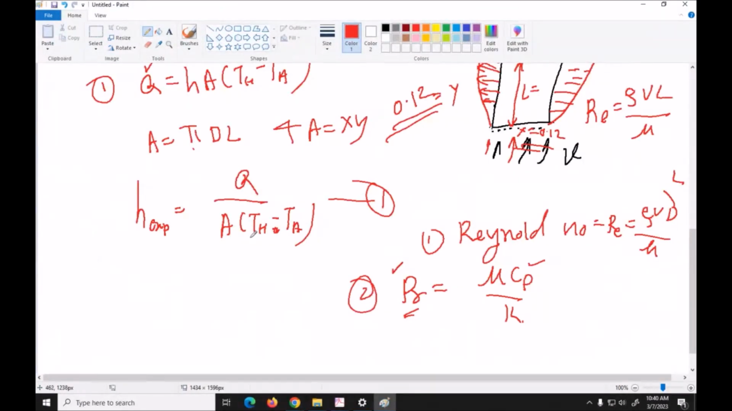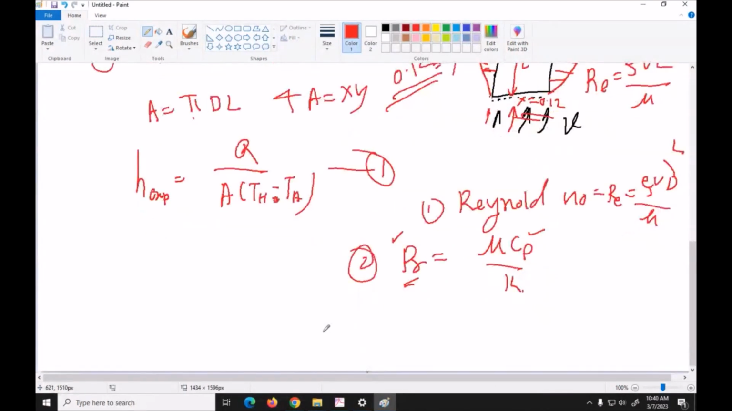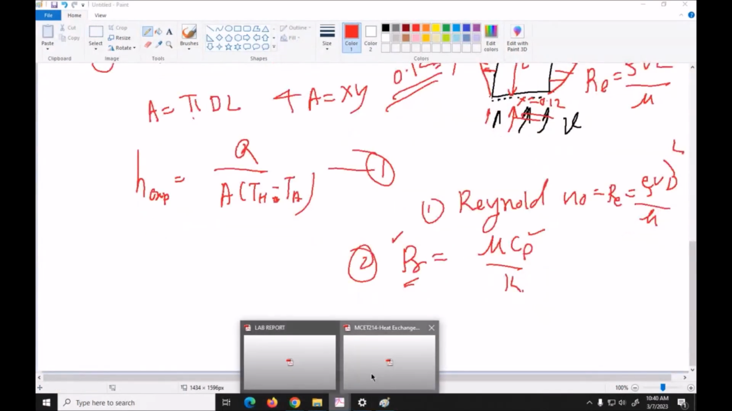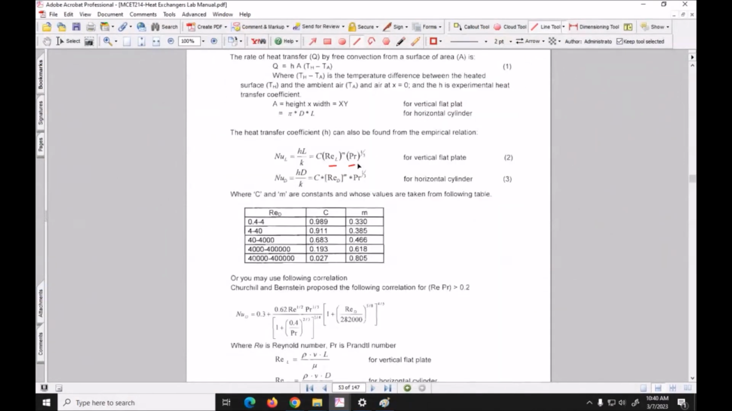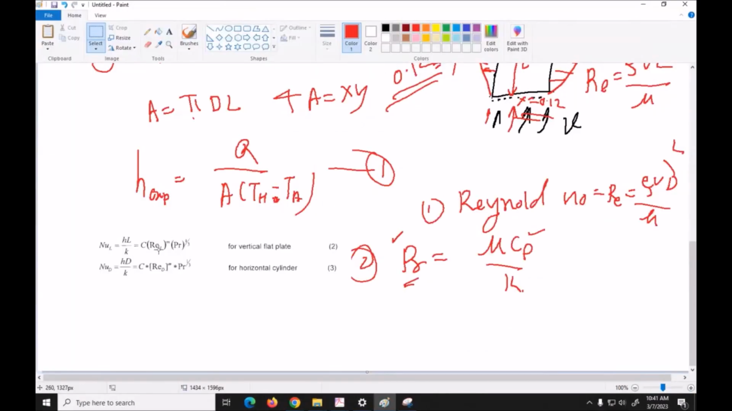Now these two numbers are related by the correlation, and that correlation is given to you, and you will find it in the lab manual. As you know the Reynolds number and Prandtl number, depending on the Reynolds number, we need to choose C and M. Put the C and M here, so we can find this by this equation. So I will show you, depending on the two. These two numbers are related by the Nusselt number.